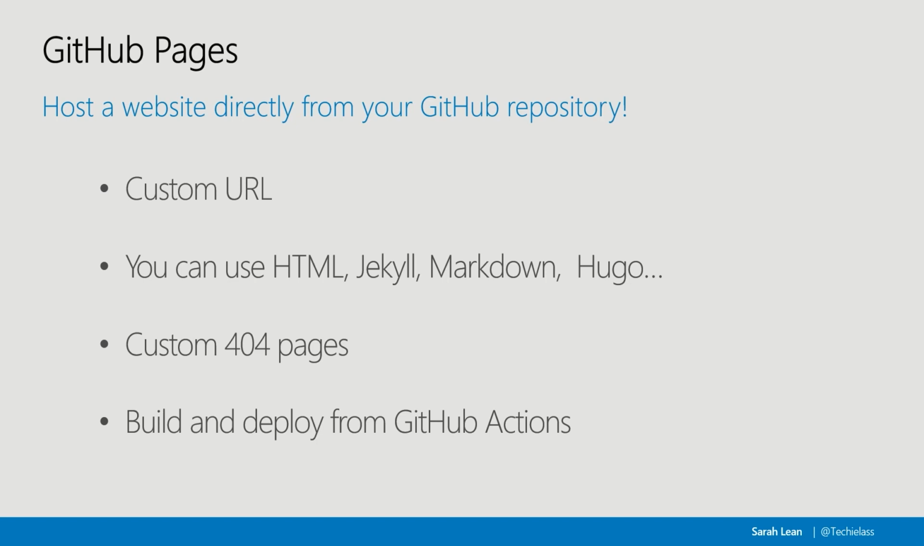The other feature inside GitHub, and it's probably one of the first ones, if not the first one, that I actually used, is GitHub Pages. So you can host a website directly from your GitHub repository. You store your code inside there, whether that's HTML, Jekyll, Markdown, Hugo. It will then get built and deployed to a website. Now it will give you a URL that you can use, or you can bring along your own custom URL. You can have custom things like 404 pages. So again, you have that full functionality of a website for you.